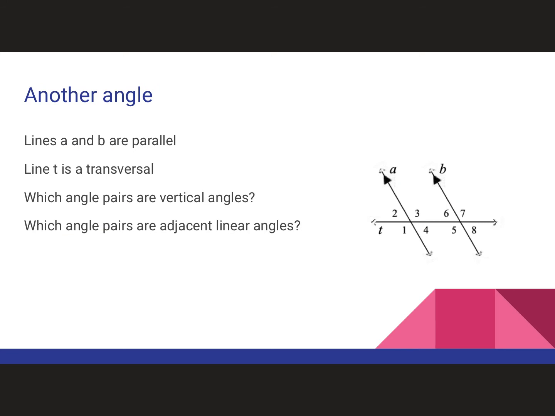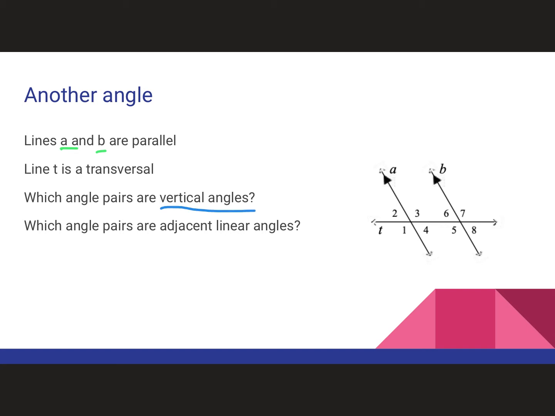So let's talk about that from another angle. In this case, lines A and B are parallel, and that is these two lines. And line T is our transversal. I want you to start thinking about this. Let me take these colors off real quick. So let's talk about this. Which pairs of angles are vertical angles? Remember vertical angles from lesson 1.